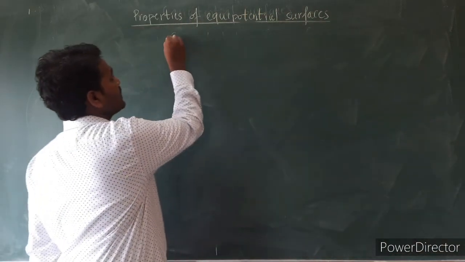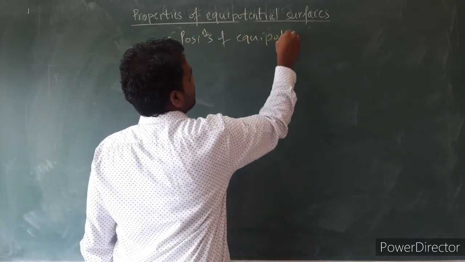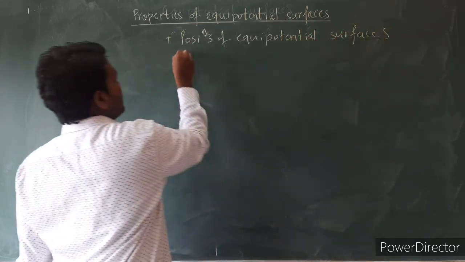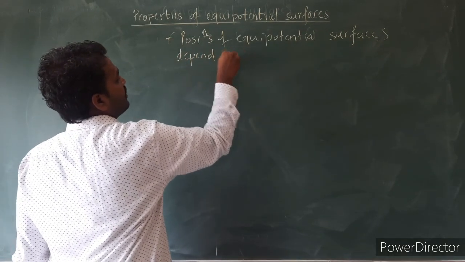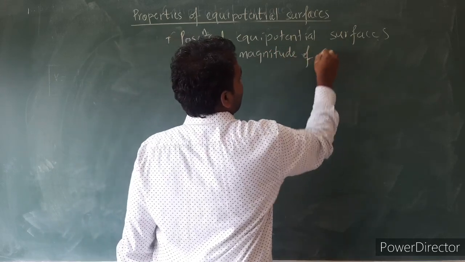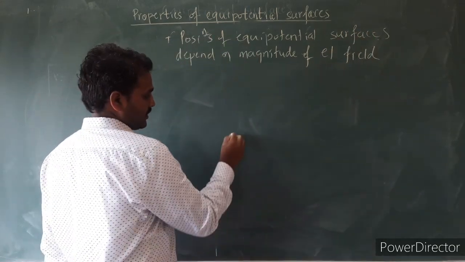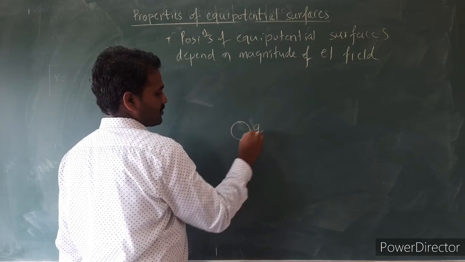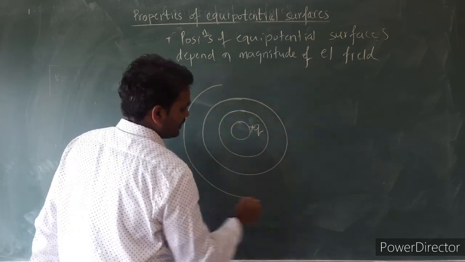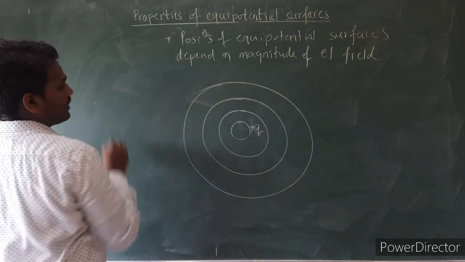The last property is that the positions of equipotential surfaces depend on the magnitude of electric field intensity. What is the meaning of this? See here, if I have some source charge of plus Q here, the equipotential surfaces will be distributed like this. So, for this, let us understand the relation between electric field and electric potential.